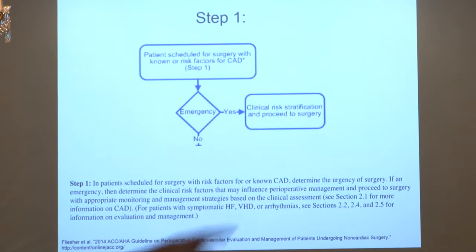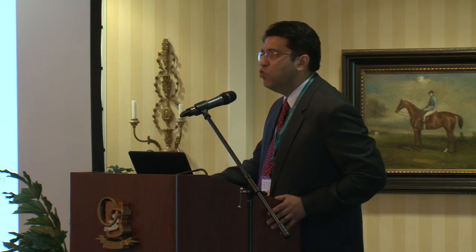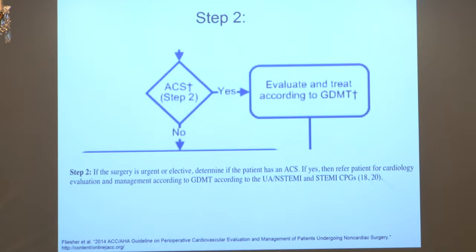Next step is to figure out if it's an emergent surgery. If the surgery is emergent, then you really don't have a choice. The patient has to go for surgery, and you manage them post-operatively. However, if it's not an emergent surgery, you try to figure out if the patient is having an acute coronary syndrome. And if that is true, you manage these patients according to the guideline-directed medical therapy.